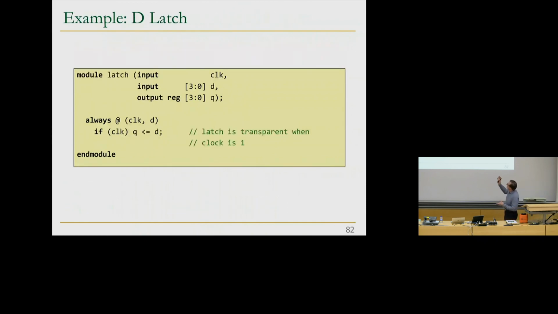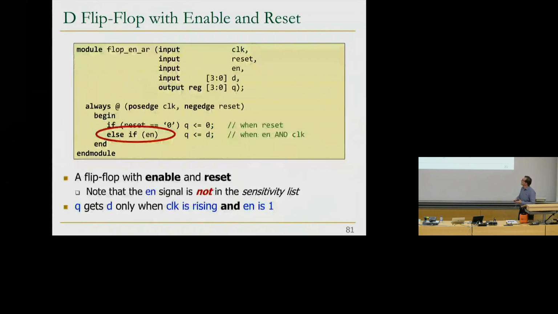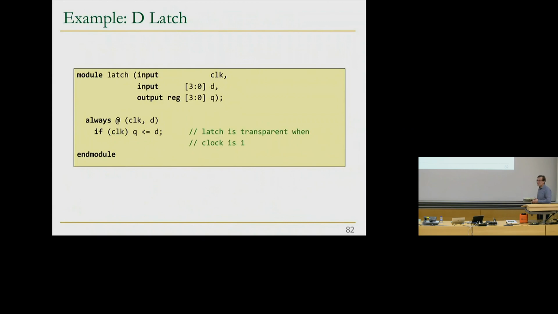And this is our D latch. So I've shown you the D flip-flop. Let's take a look at the D latch. So D latch, remember it's level sensitive. Basically, whenever the clock is 1 and D changes, this is what happens. If clock is 1, Q gets assigned D. The latch is transparent when clock is 1, in this case. There are other ways of designing it, but this is one way of designing it.